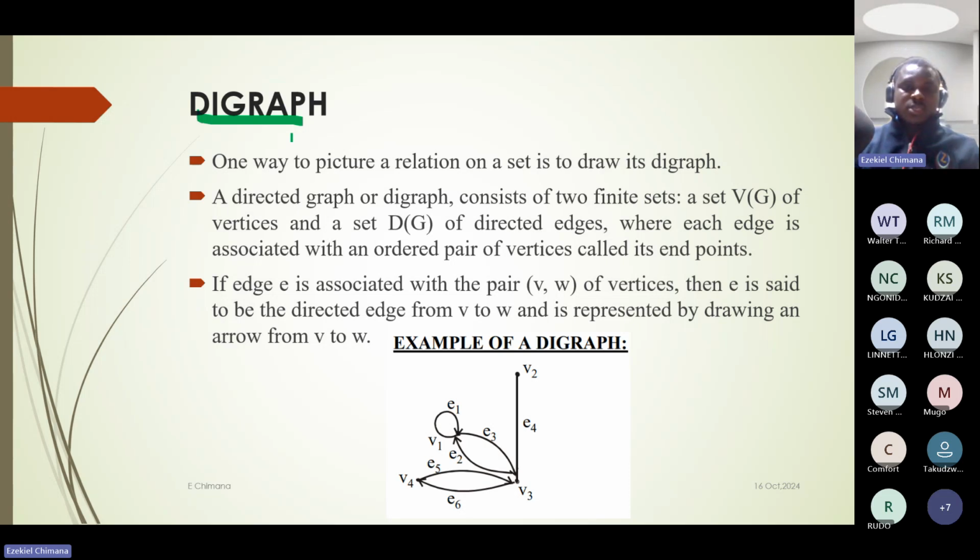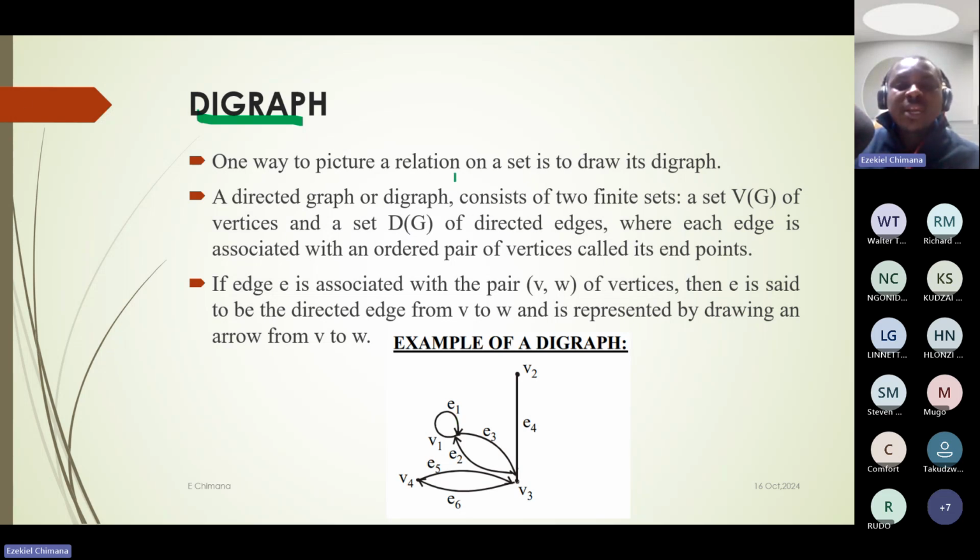This one is very important, especially for the assignment. You were supposed to draw a digraph of a given relation, and from there tell us if it is reflexive, transitive, symmetric or antisymmetric, by merely looking at this digraph. You just need to look at the digraph and then tell us.